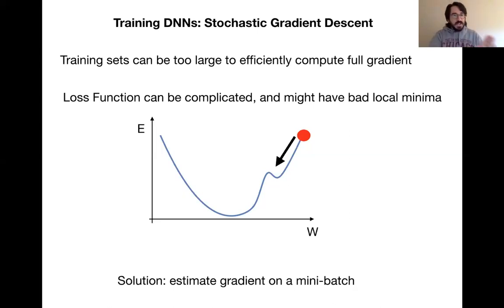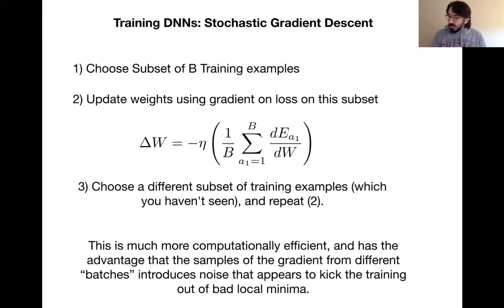Also, the loss function can be complicated. It might have bad local minima. And what appears to solve both of these problems, miraculously it seems, but Mingwei and probably David will have something more to say about this, is instead of using the full gradient, you estimate the gradient on a subset of the training set. So on a mini batch, that's what mini batch is. This is just the procedure for doing mini batch gradient descent or stochastic gradient descent.